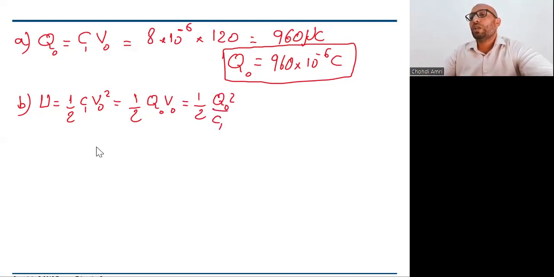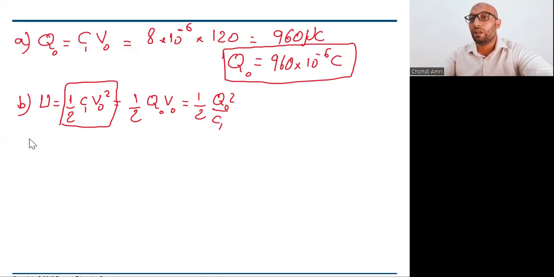Okay, so which equation are we going to use? From my side, I prefer to use the equation in terms of C1 and V0. Why? Because these are the givens of the question. Sometimes students make mistakes in the calculation of Q0, and then they use Q0 in the determination of the energy, so they make another mistake. So based on that, I prefer to use the first expression of the energy stored in the capacitor.